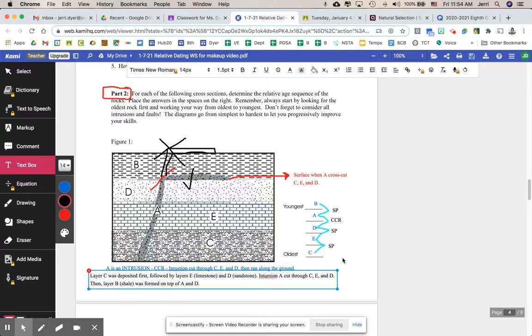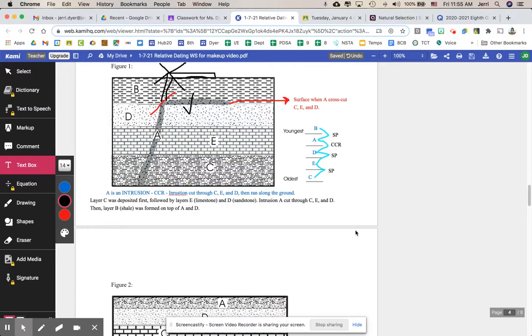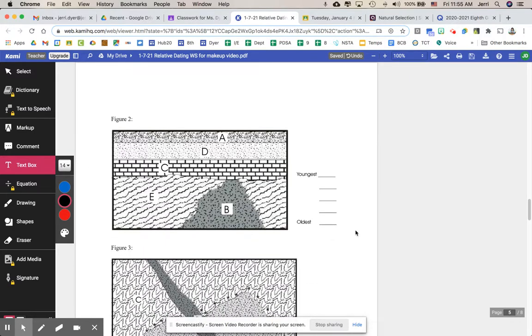So this is a basic history of what happened here within this cross section of the Earth, of a rock group. This gets a little bit more difficult as you get more things involved, but it's a pretty good way to start out. So let's move on down to layer 2.